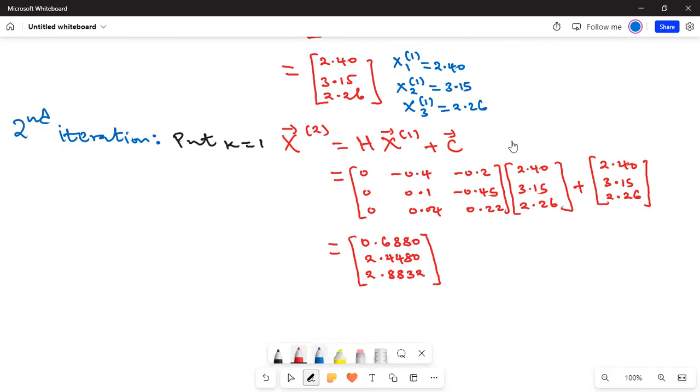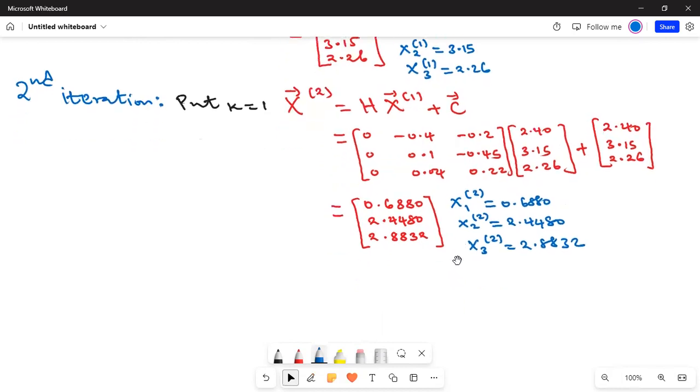What does it mean? That x1 at level 2 is 0.6880, x2 at level 2 is 2.4480, x3 at level 2 is 2.8832.